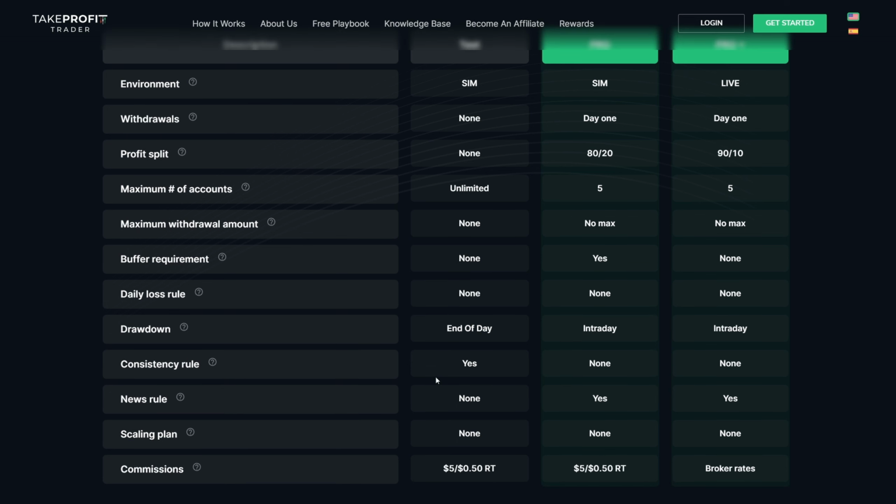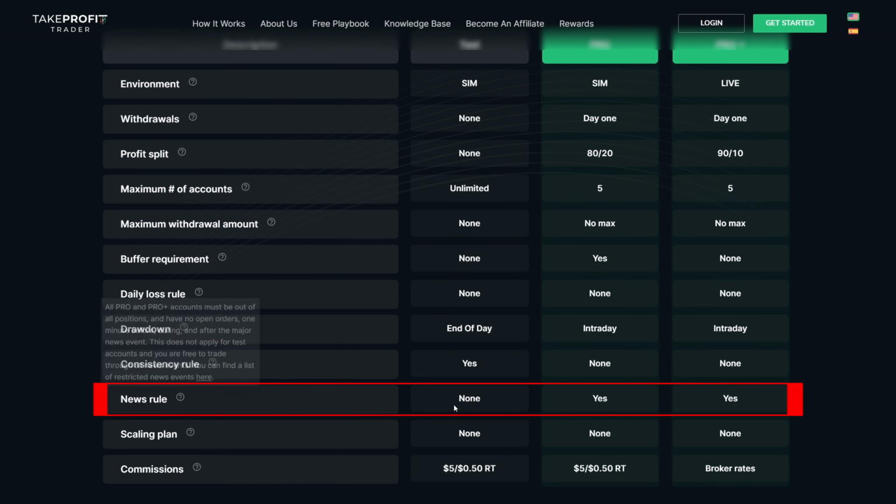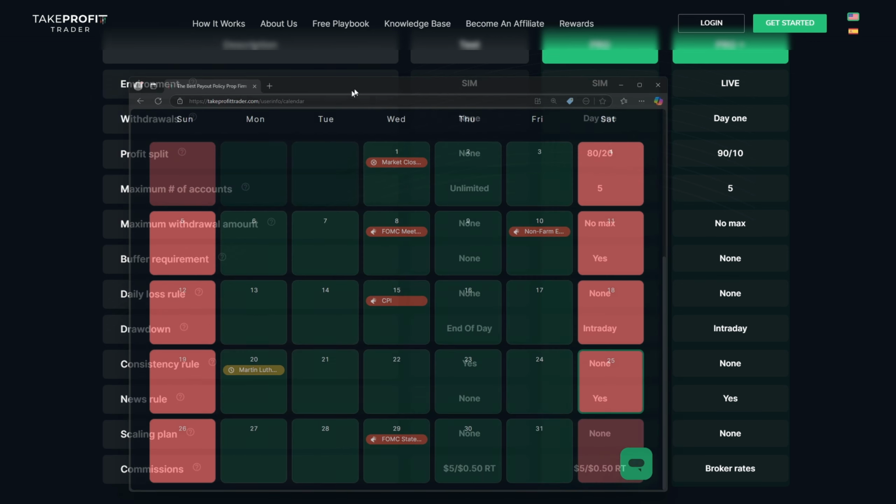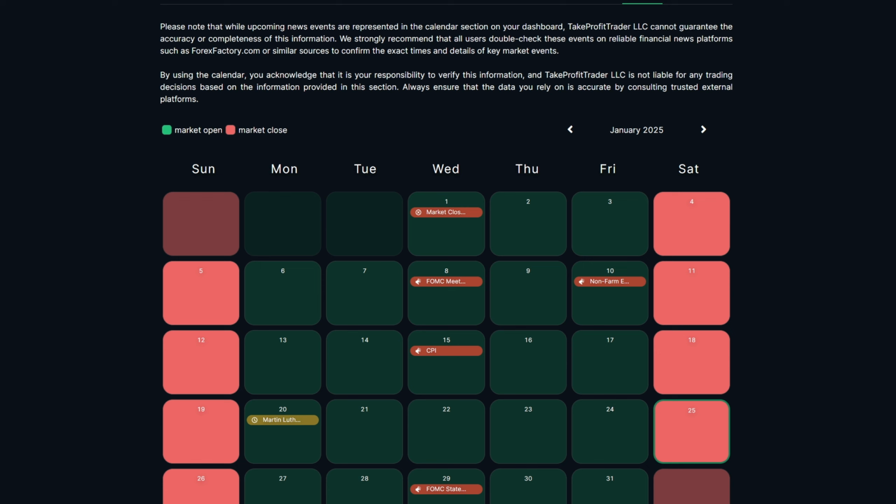Now, another rule that Take Profit Trader has is a news rule. In the sim account, there is no news rule. It is not enforced. However, in the Pro and Pro Plus account, there are certain news items that we cannot trade around. Now, when we log into the back end of Take Profit Trader, notice this is going to highlight the areas where we cannot trade 1 to 2 minutes before the news, during the news, or after the news. And that is going to be right here, the FOMC meeting minutes.